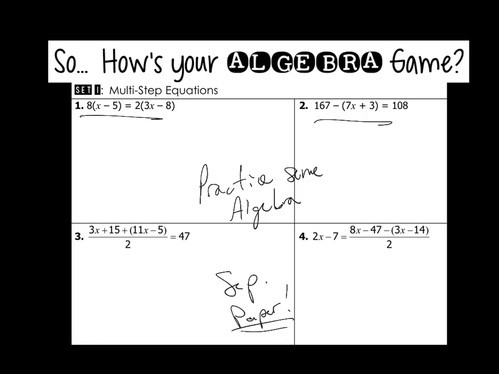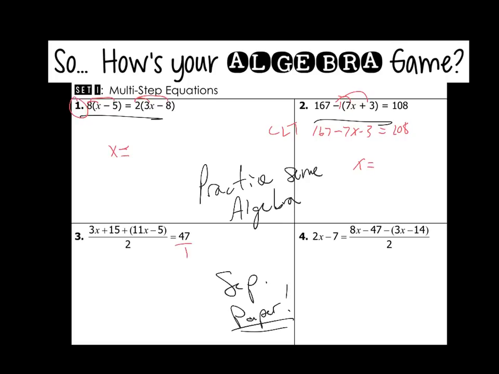The next thing we're going to do, on number 1, is to distribute the 8, distribute the 2, and then move things around and solve for x. This is just basic algebra review. On number 2, there's a -1 right here, so we're going to have 167, and as I distribute that -1, what happens? I'm going to get minus 7x minus 3 equals 108. Maybe some combining like terms has to happen, and then solve for x here.